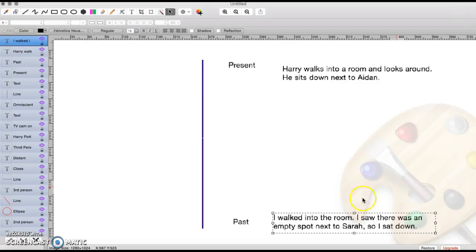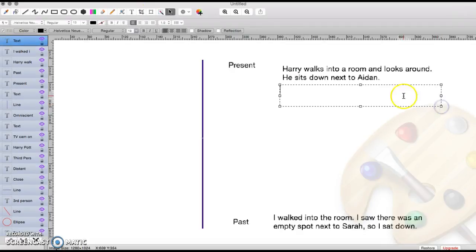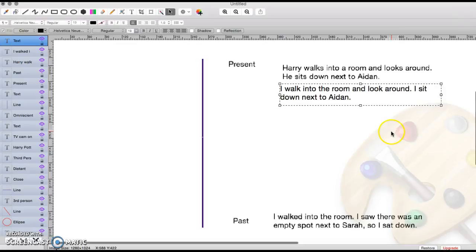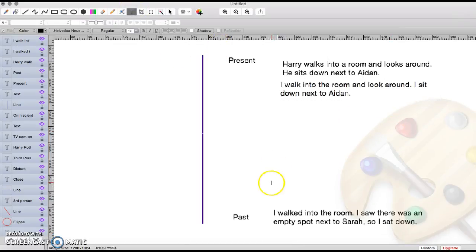Okay, and obviously you can do either of those with either person as well. So you can have a first person present as well. I walk into the room and look around. I sit down next to Aiden. Or we can have a third person past.